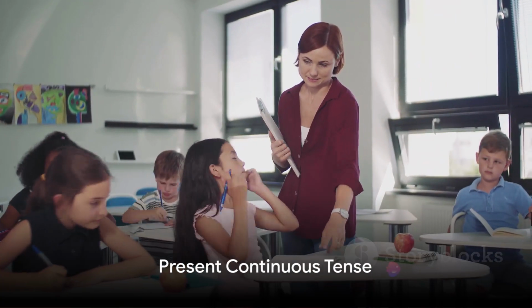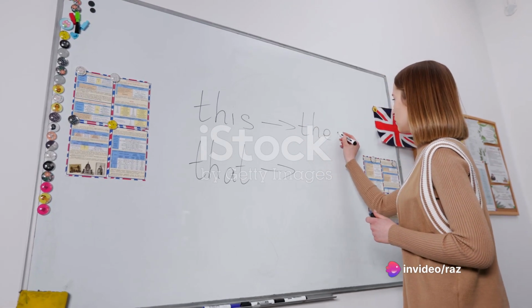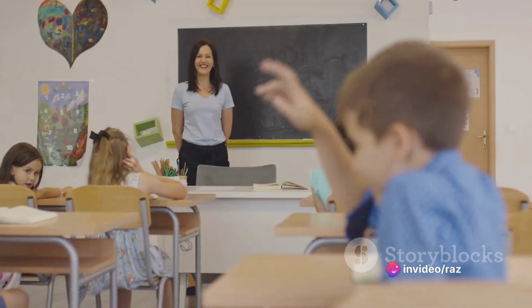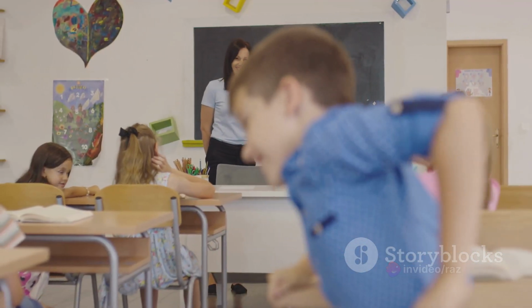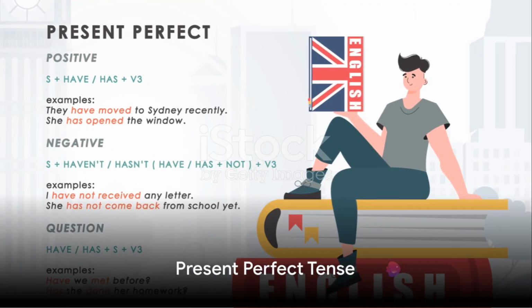Next, we move to the present continuous tense. This tense portrays actions happening now or around the present moment. If someone asks you what you're doing and you reply, "She is reading a book," that's the present continuous tense in action. Then there's the present perfect tense.